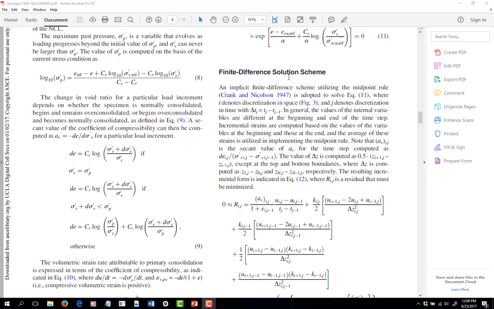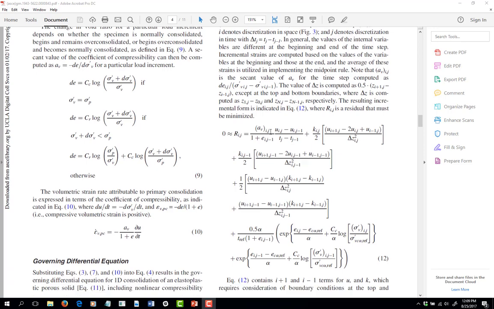Now, once we start accounting for the fact that permeability and compressibility change, they evolve even during consolidation, the governing differential equation no longer has a closed form solution. So we have to approach this numerically. And the finite difference solution scheme is a numerical strategy for doing that. I won't go through a derivation of all of these equations. This is a fairly equation-heavy paper. Maybe you're interested in that sort of thing and you can read it on your own.